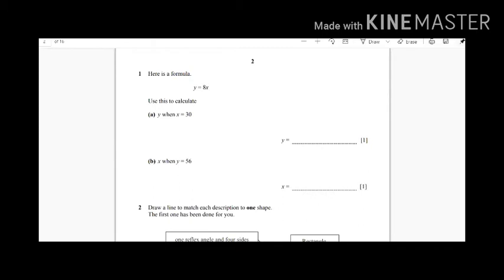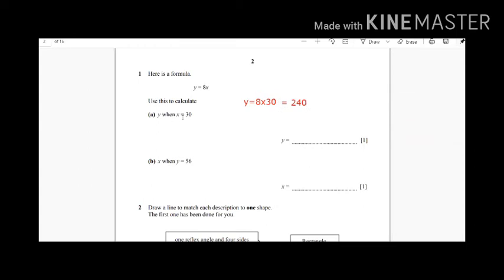I tell you. So, for example, if you have y is equal to 8x, right? So, value of x is what? Value of x is 30. So, y is equal to 8 times 30, right? You will place this 30 over here. So, 8 times 30 is 240, right? Yes. So, this is the answer. This 240 answer you will write here.